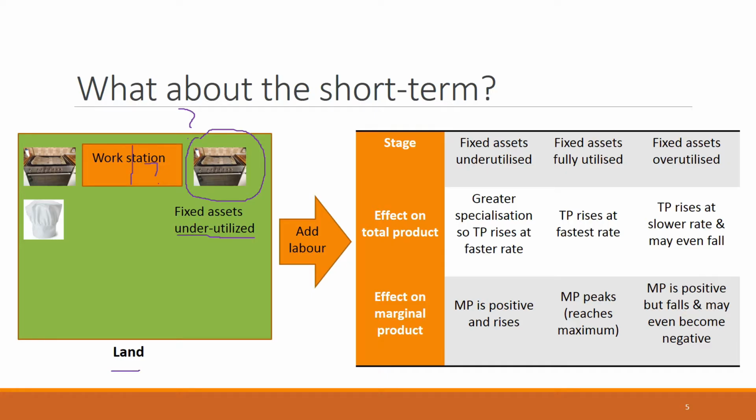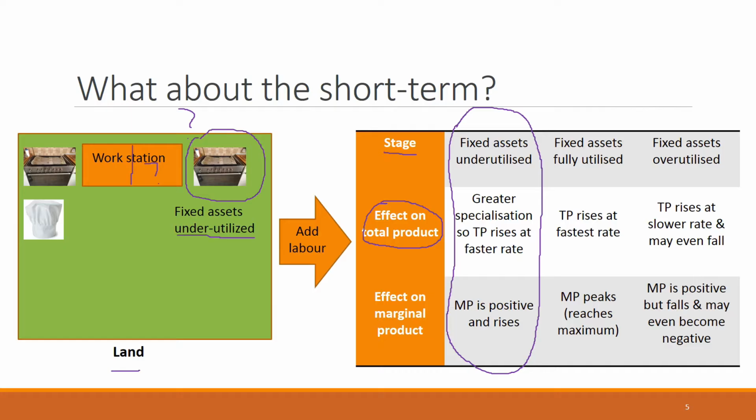I've got a summary here. Now please at this stage focus only on the circled area here upon the first column. The fixed factors are underutilized. That's the stage that we are at. Now what happens when you add more labor? What's the effect upon total product, upon TP?